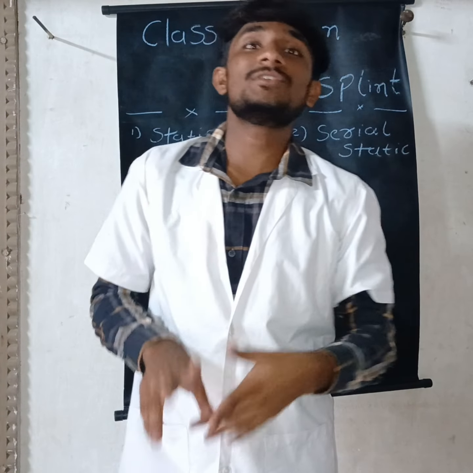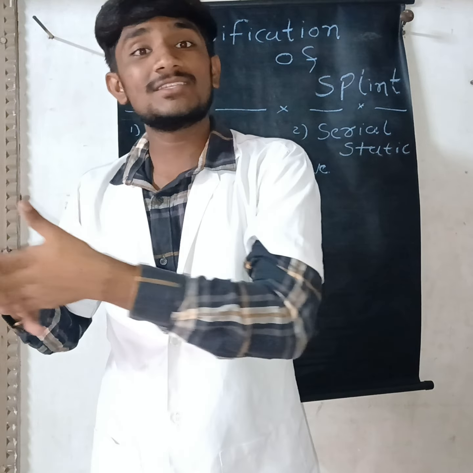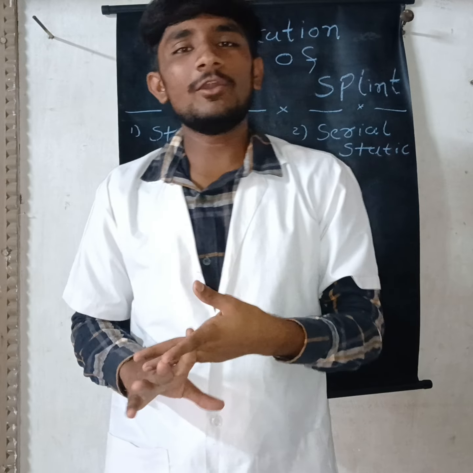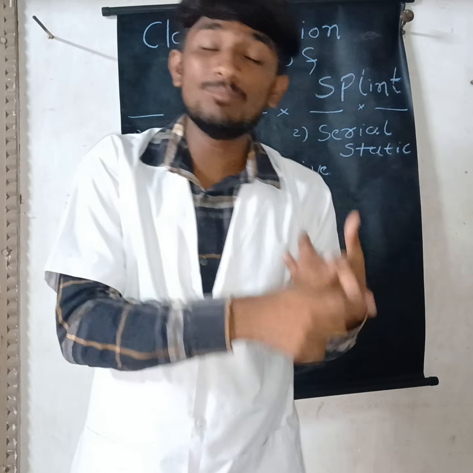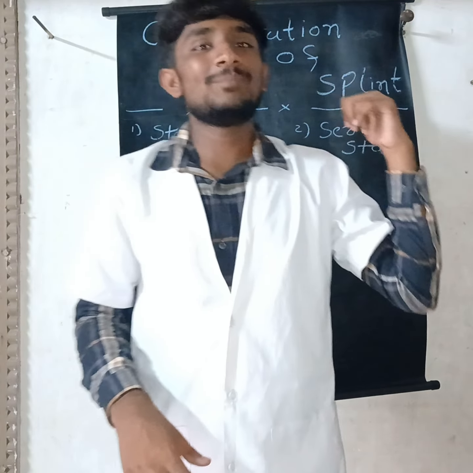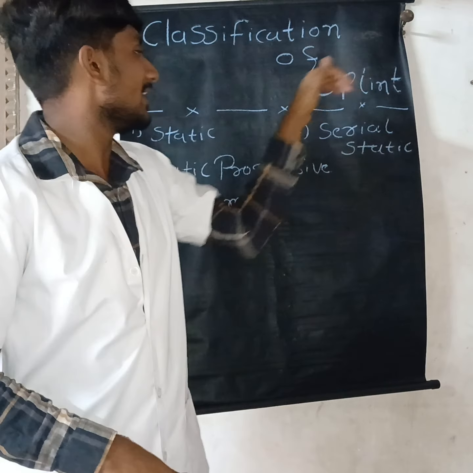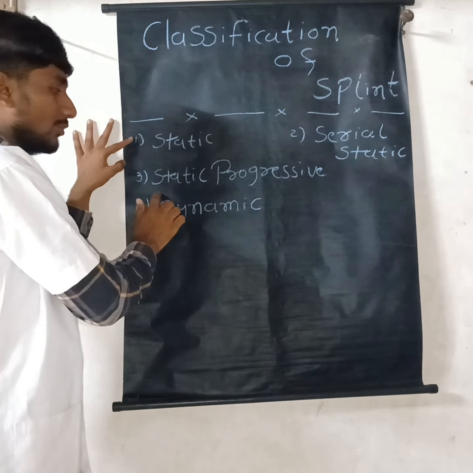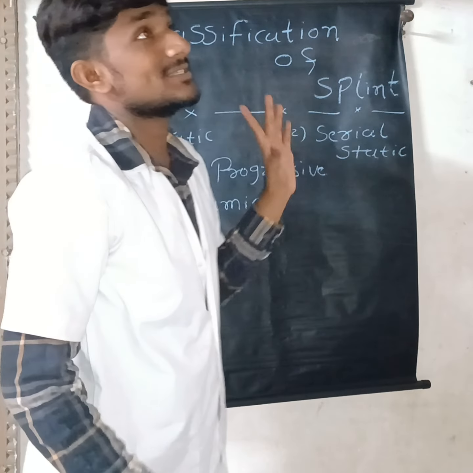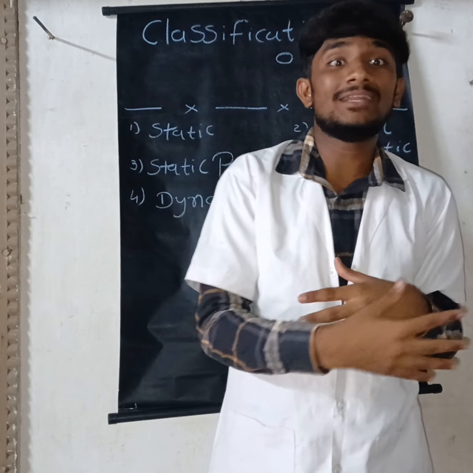Classification of splint. First of all, what is the splint? Splint is one of the external appliances that control, assist as well as immobilize a part of the body. Classification of the splint based on their function has mainly four types: static, serial static, static progressive and dynamic.